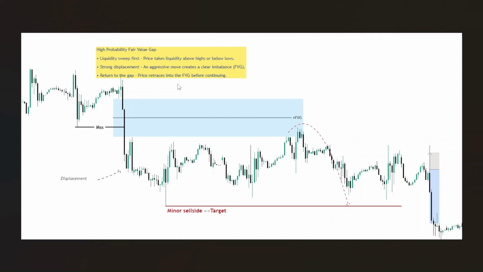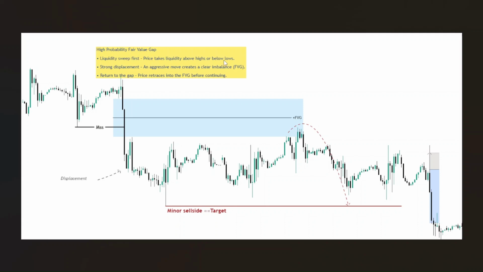So, how to identify a high probability fair value gap. You don't want to get into any gap that you just see and start trading it. No, there are criteria that you need to see first before trading the fair value gap itself. The first thing you want to see before entering a trade, when you see a fair value gap, is a liquidity sweep.